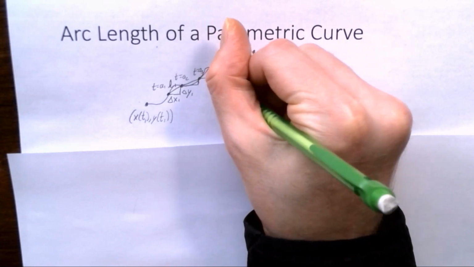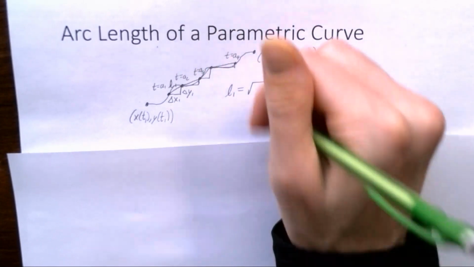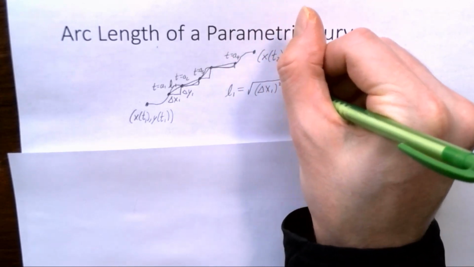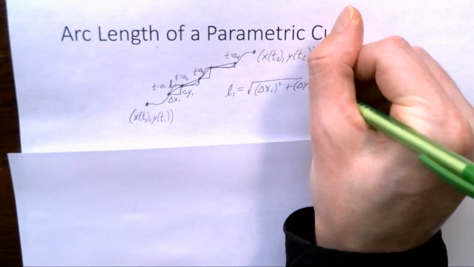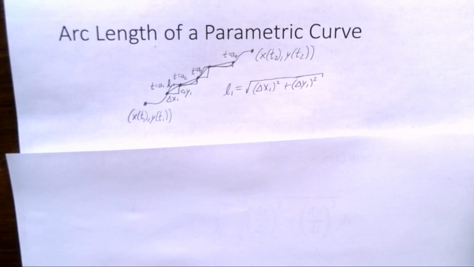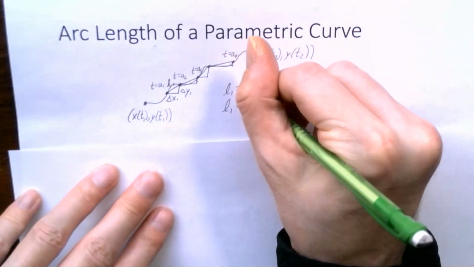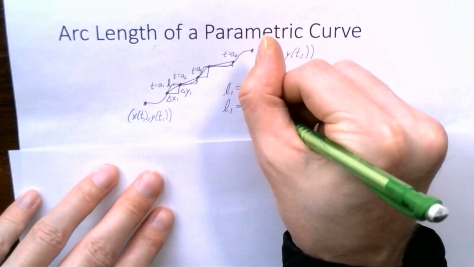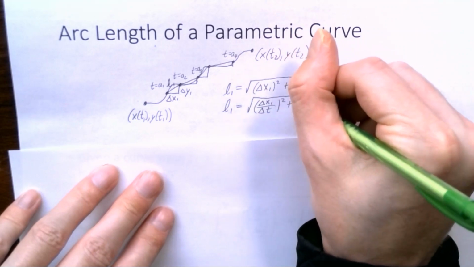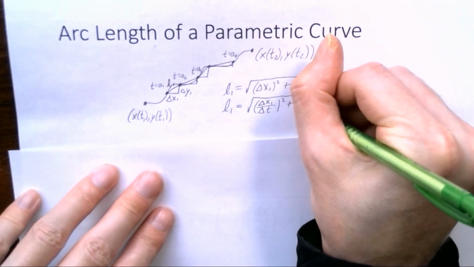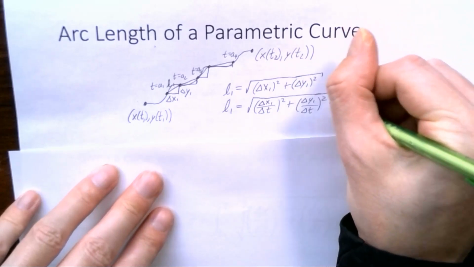So, L1 is equal to the square root of delta x1 squared plus delta y1 squared. We want to use the variable t, so at this point, we multiply the right side by delta t over delta t, and then move the denominator into the square root by rewriting delta t as the square root of delta t squared. The result comes out to L1 is equal to the square root of (delta x1 over delta t) squared plus (delta y1 over delta t) squared, times delta t.